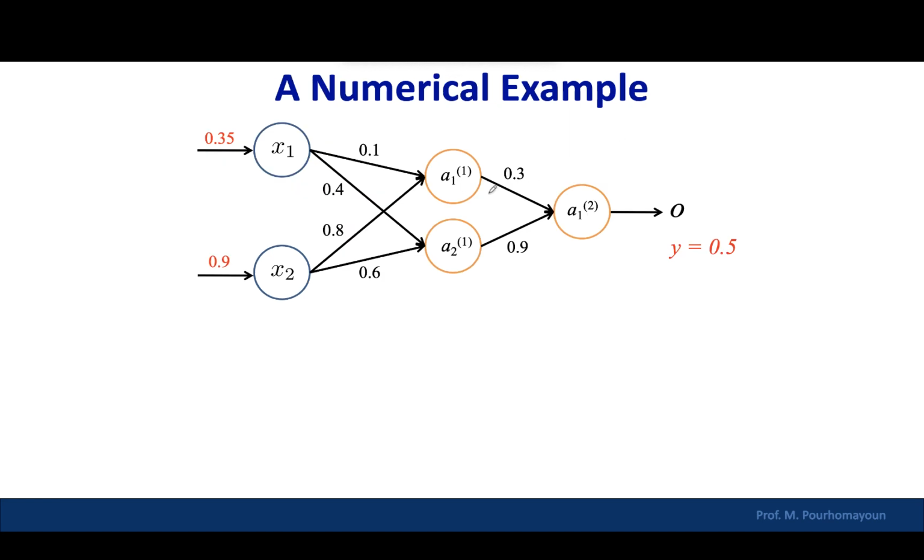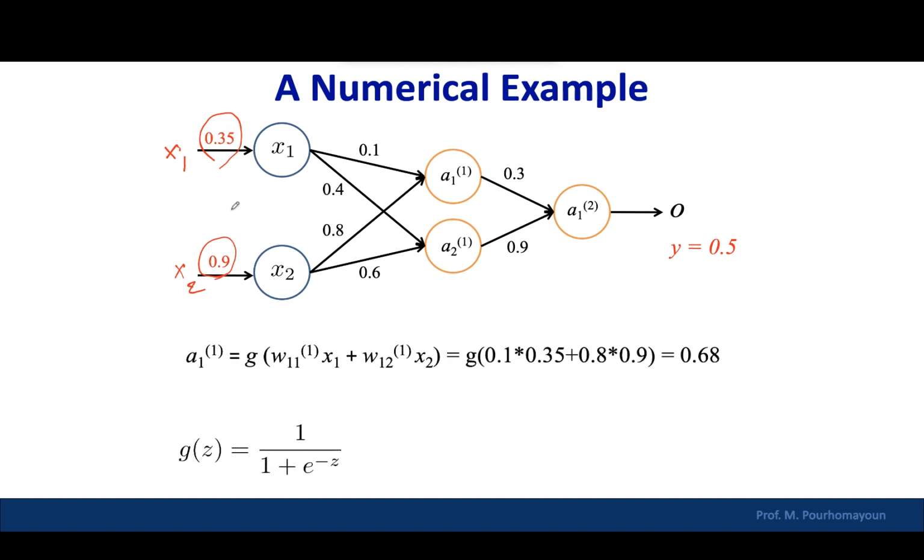I provide these two inputs to the network. So this is X1 and X2, my training data. I want to train the network using this training data. I provide this sample to the network and move forward. So this is the G function, the sigmoid function that you use.